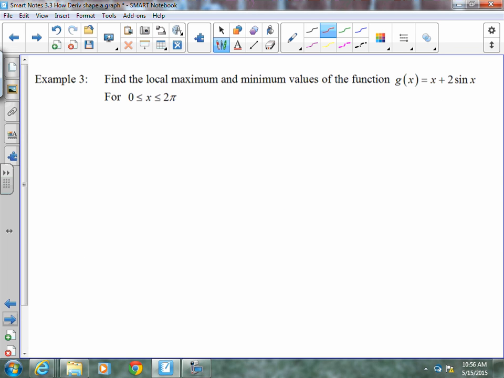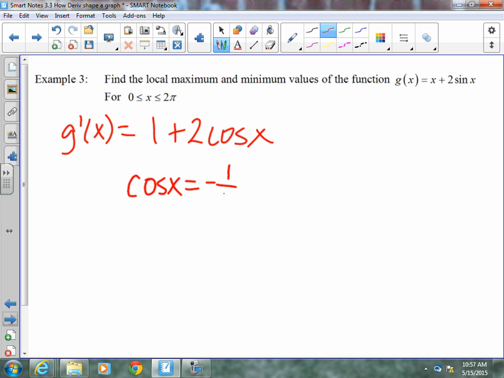Example 3 says find the local max and local minimum values of the function g of x equals x plus 2 sine of x. So, first thing we need is g prime. 1 plus 2 cosine x. We got to set this equal to 0. And we find that cosine of x equals negative 1/2. Where is that true on our unit circle between 0 and 2 pi? Cosine of x equals negative 1/2 at 2 pi over 3 and 4 pi over 3.